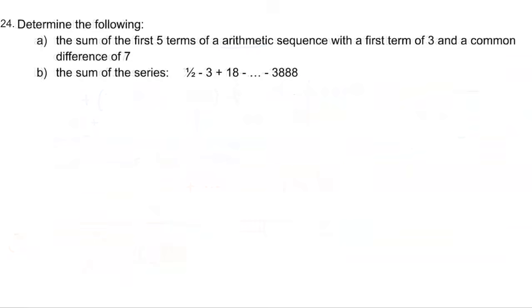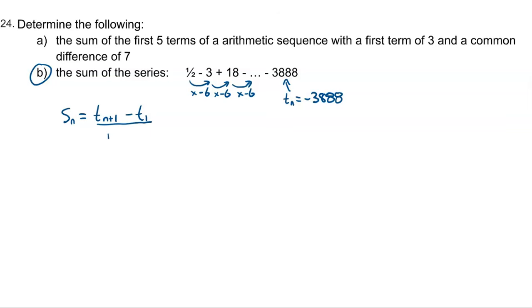So now let's move on to the second part of this question, the sum of the series from 1/2 minus 3 plus 18 minus something, all the way to minus 3,888. The thing to notice here is that we're multiplying each term by -6. And if we're multiplying each term by -6, that actually means it's a geometric series. And because it's a geometric series, we're going to use a formula for that. It's not quite as obvious to derive as the last one, so I'm just going to show that to you because this is a very well accepted formula that is used whenever we calculate the sum of geometric series.